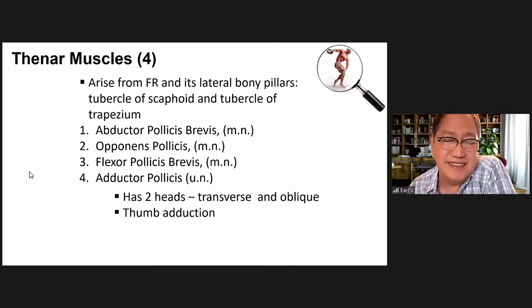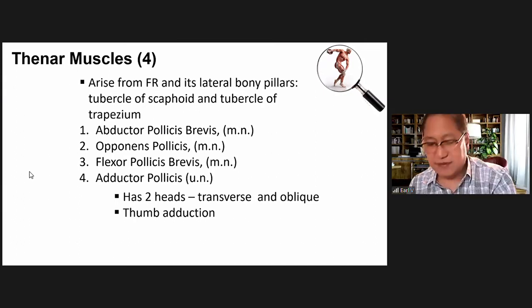Well, yun. Okay, brevis is short, ha? Usually short ang tawag yan. There's such thing as abductor pollicis longus. Alright? So, ganun din flexor pollicis brevis. There's such thing as flexor pollicis longus. So, this abductor pollicis brevis, this is a shorter muscle. And that's why nandito lang ito sa thenar eminence.